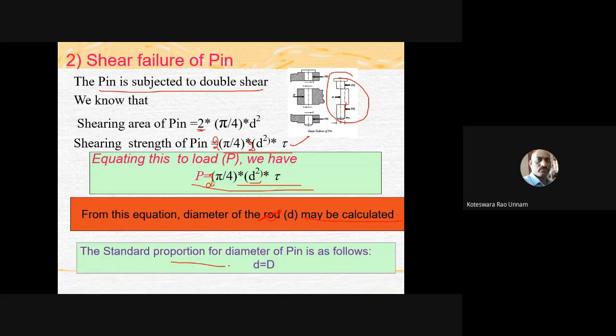Then the standard proportions of the diameter of the pin are as follows. So D1 is equal to D. What it means here is that the diameter of the rod and the diameter of the knuckle pin should be equal. I think in the data book also a similar thing is given, D1 is equal to D. If you go to the last one, the usual proportions of the knuckle joint, what he has shown is D1 equal to D only. So here also we'll use the same thing.